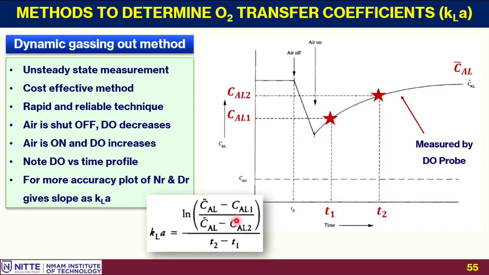Use this equation and calculate around 5 to 6 sets of values for numerator and denominator. Then plot them. T2 minus denominator is the x-axis, numerator is the y-axis. Plot a graph of y versus x. It will be a straight line passing through the origin. The slope of that will be KLA. So that is the averaging, a more reliable value for the entire zone. This is the second method.